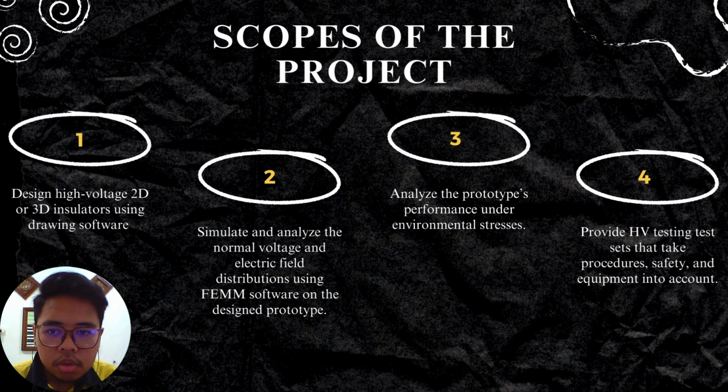So the scope of the project is, first, to design a high voltage 2D or 3D insulator using drawing software. Second, simulate and analyze the normal voltage and electric field distribution using FEMM software on the design prototype. Third, analyze the prototype performance under environmental stress. Fourth, provide an HV test setup that takes procedure, safety, and equipment into account.